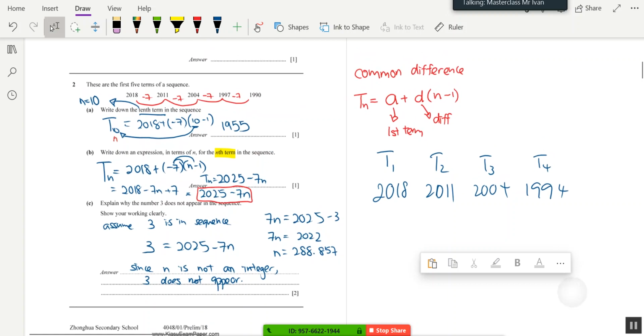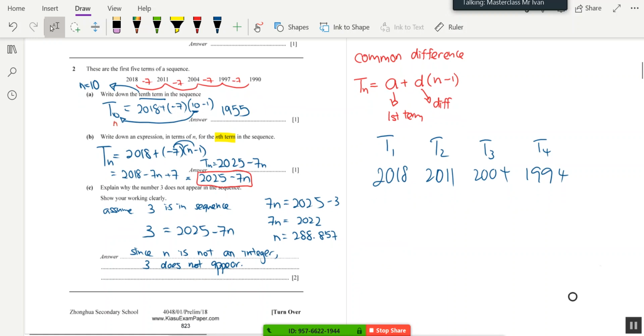Done? Megan, done? Okay. So the last part, when it always asks you to explain whether something appears in the sequence, always let your Tn be equal to that number, then see whether your n is a whole number or not. Understand? Okay.